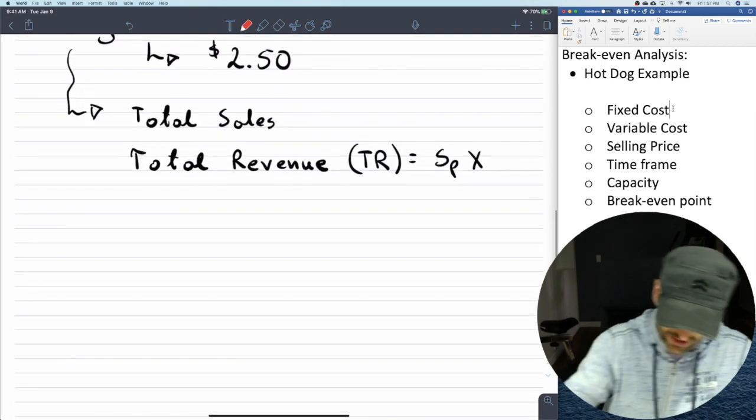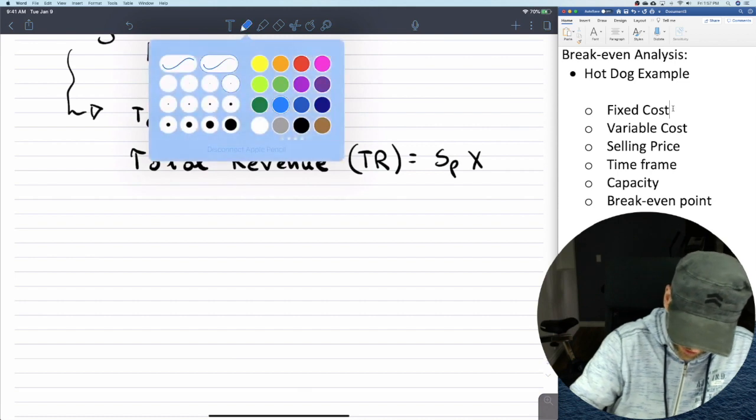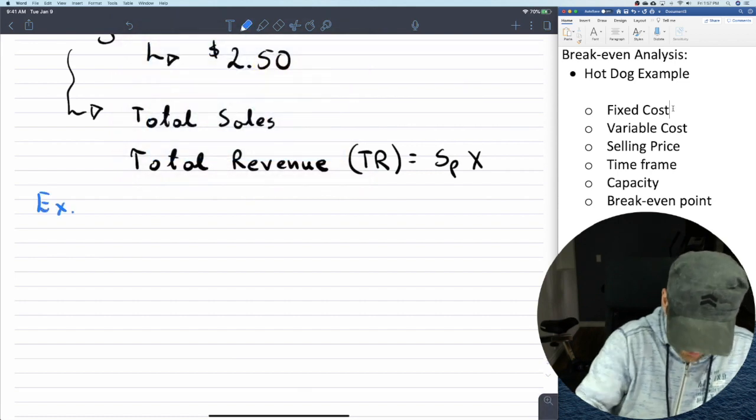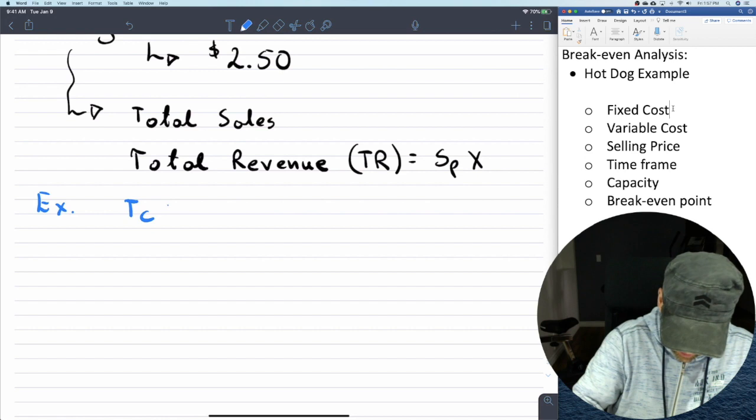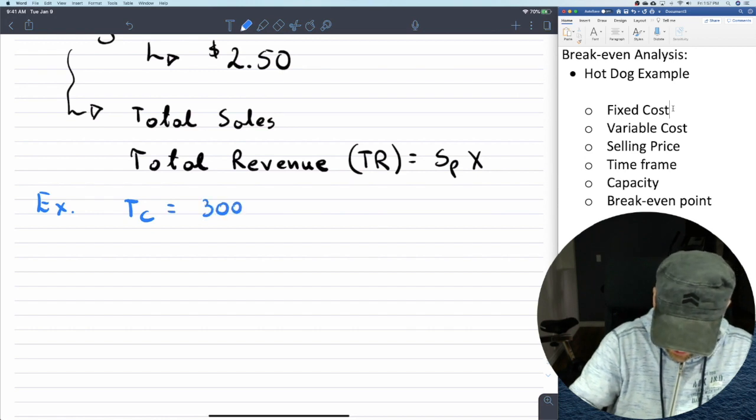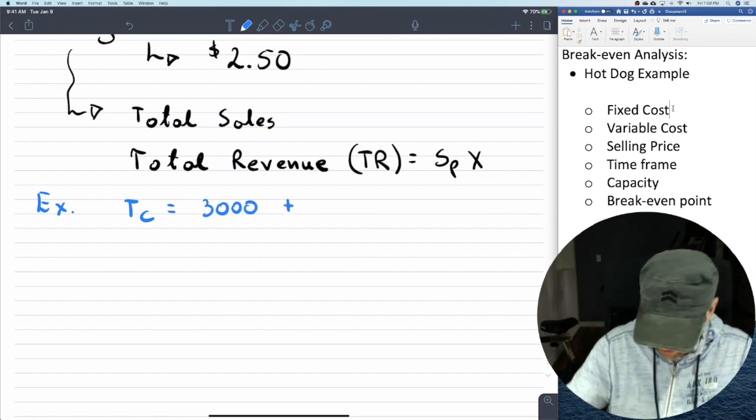Now, let's do a little bit of a recap for our example with our hot dogs. What we had is a total cost of $3,000 to rent our hot dog cart.